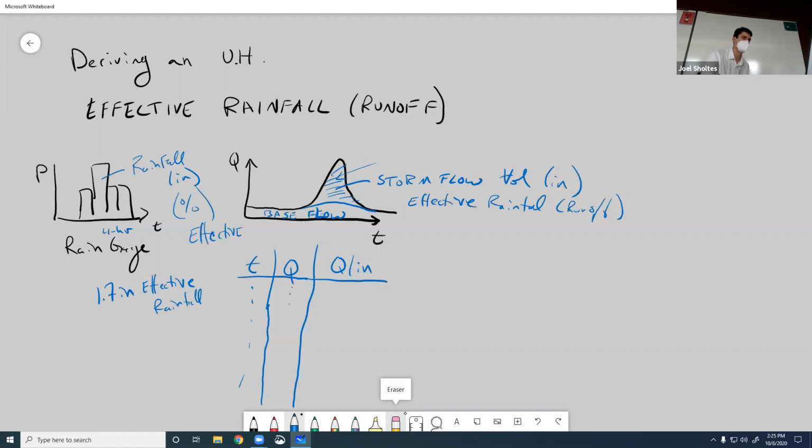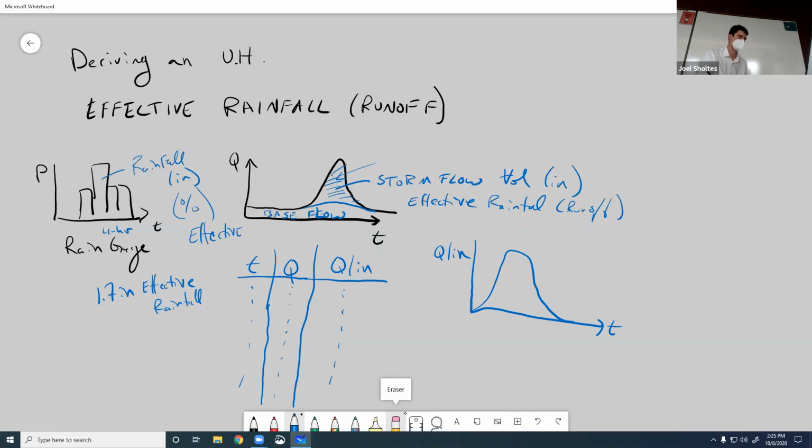Then I take just these hydrograph values, the Q values, and I would just divide it by that rainfall inches. And so then I would get essentially a unit hydrograph that is Q discharge per inch in time. So I could take data and create a unit hydrograph.